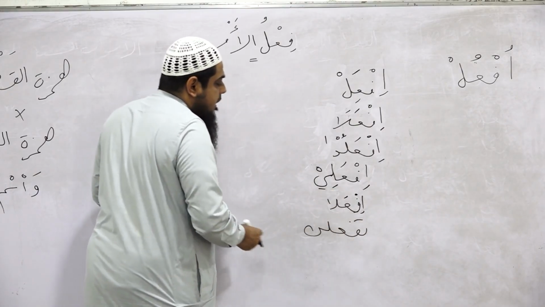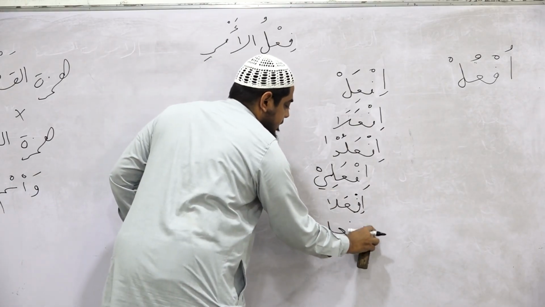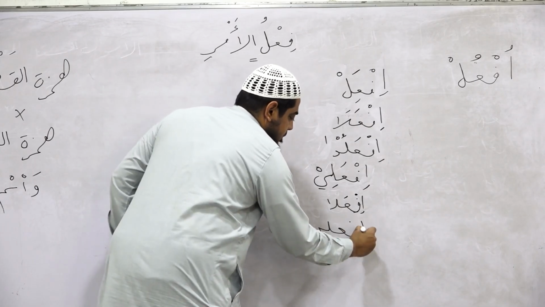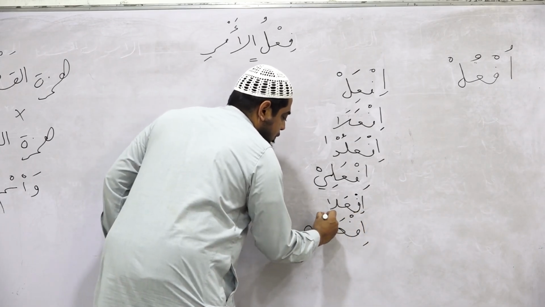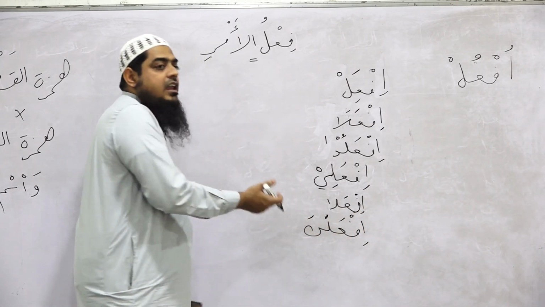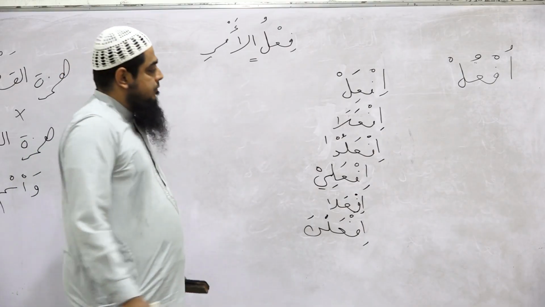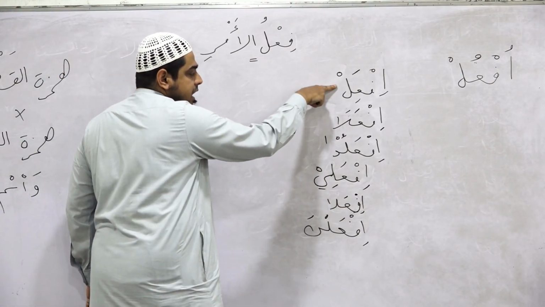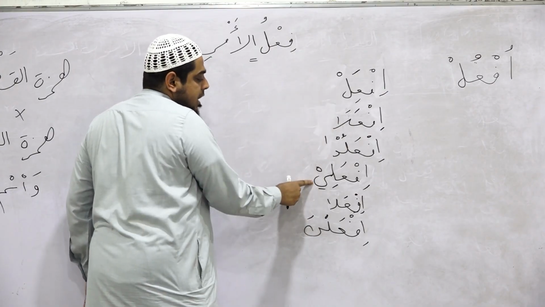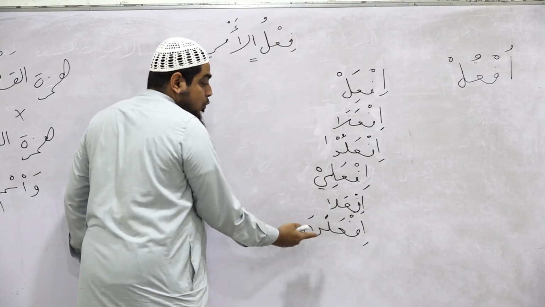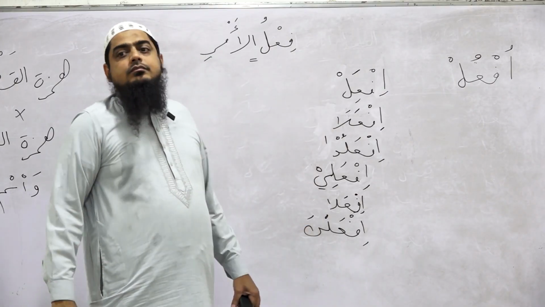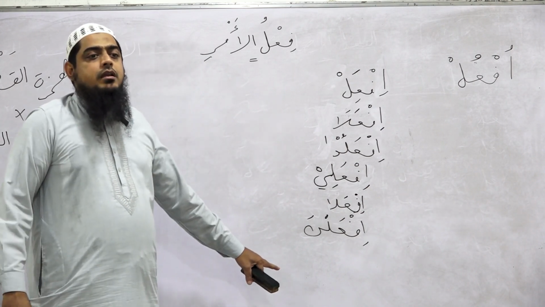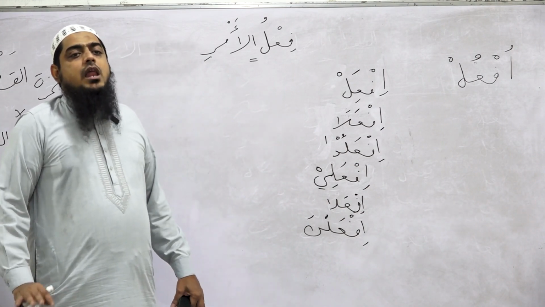And here, you remove ta, but you can't remove noon because this is fa'il. How can you remove? Here, this is fa'il. Anta, dhamir mustatir fa'il. Ya fa'il. Alif fa'il. Noon fa'il. You can't remove fa'il, so this will remain as it is. If'alna.